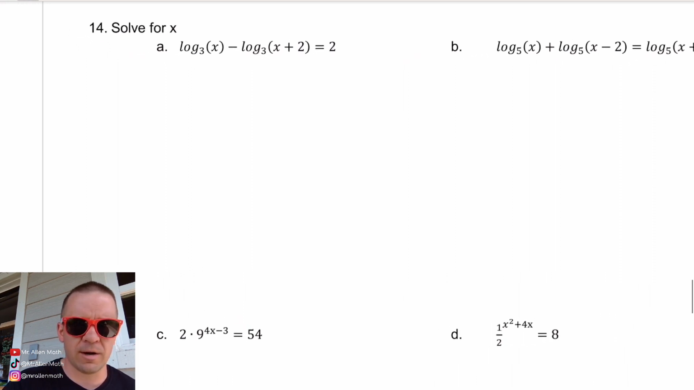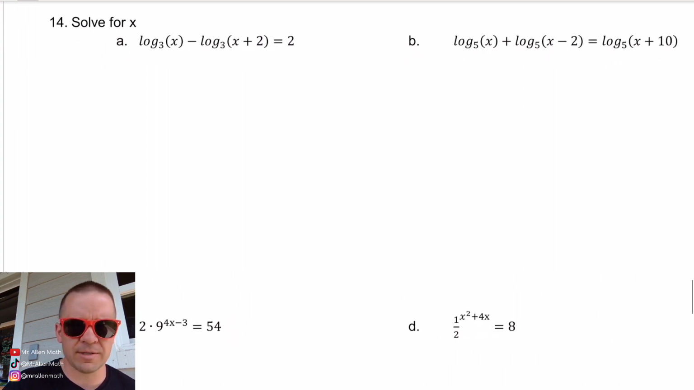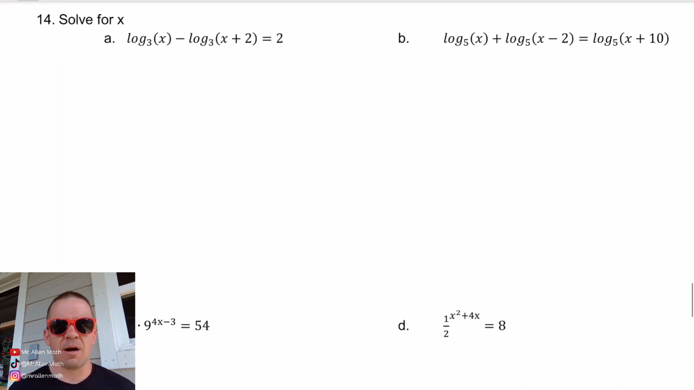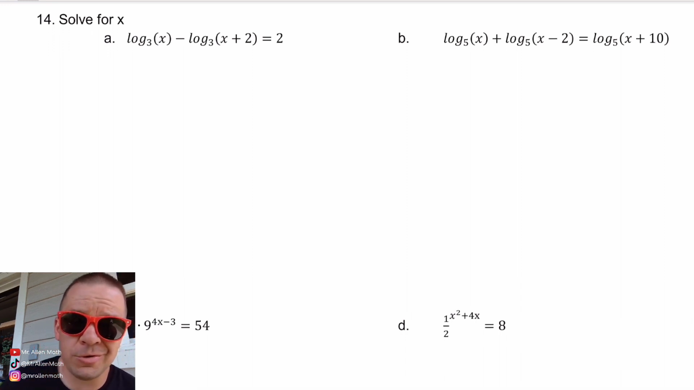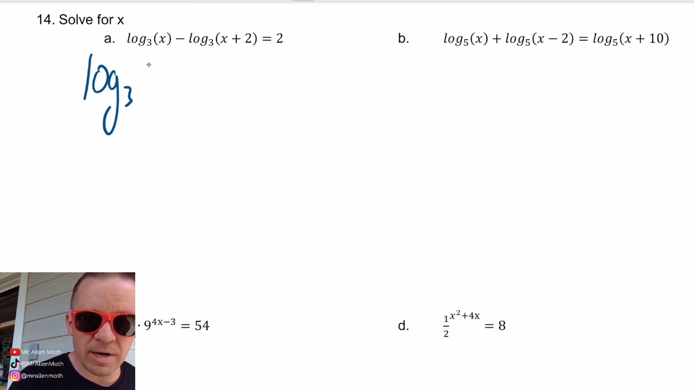All right, first one here. Should be able to fit all this on one. All right. So we have 2 logs here, and subtraction. So we're going to condense this into one single log here, right? And when we condense with subtraction, it does become division, right? So I'm going to have log base 3 of x over x plus 2. That's my argument right there.